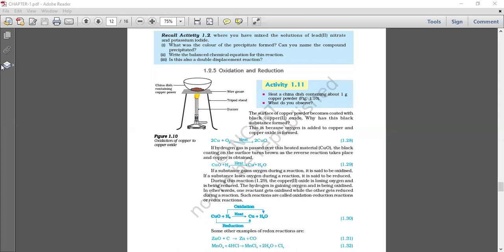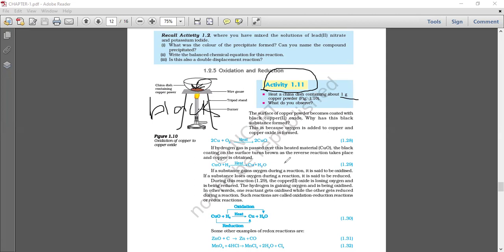If you observe this activity, I'll just explain it. He's saying to take copper powder. What is the color of the copper? The copper powder will be brown in color. Take 1 gram of copper powder in a china dish and heat it. What do you observe? When you heat this copper powder, the brown color changes into black color.